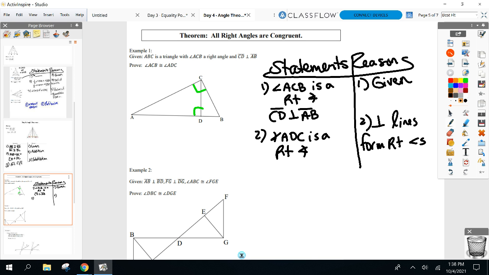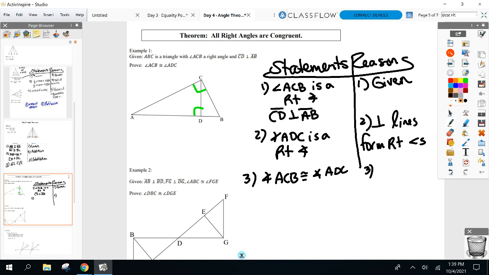Yes, Moon. Between saying perpendicular lines form right angles and definition, I'm not going to be picky there. Okay, on those two. All right, now that you know the two are right angles, now you can say they're both congruent to each other. So angle ACB is congruent to angle ADC.